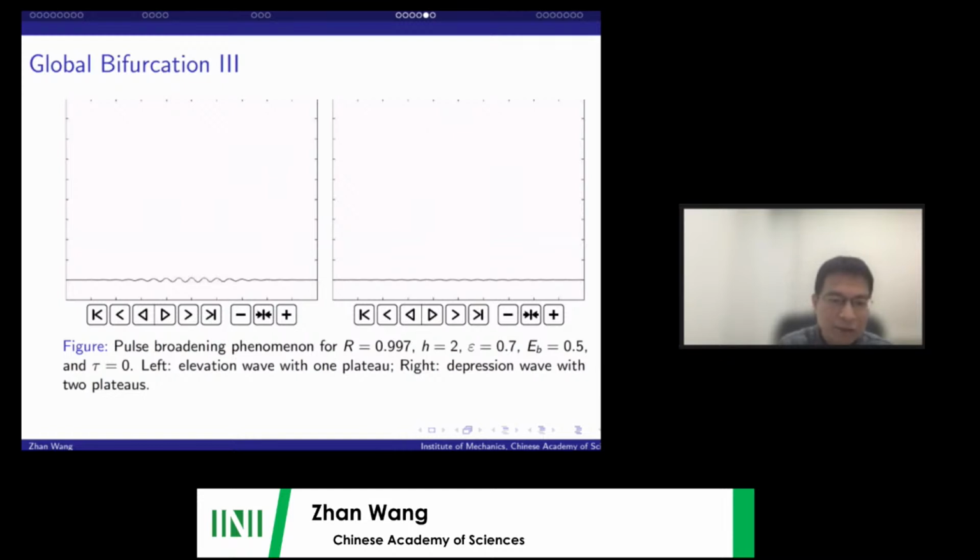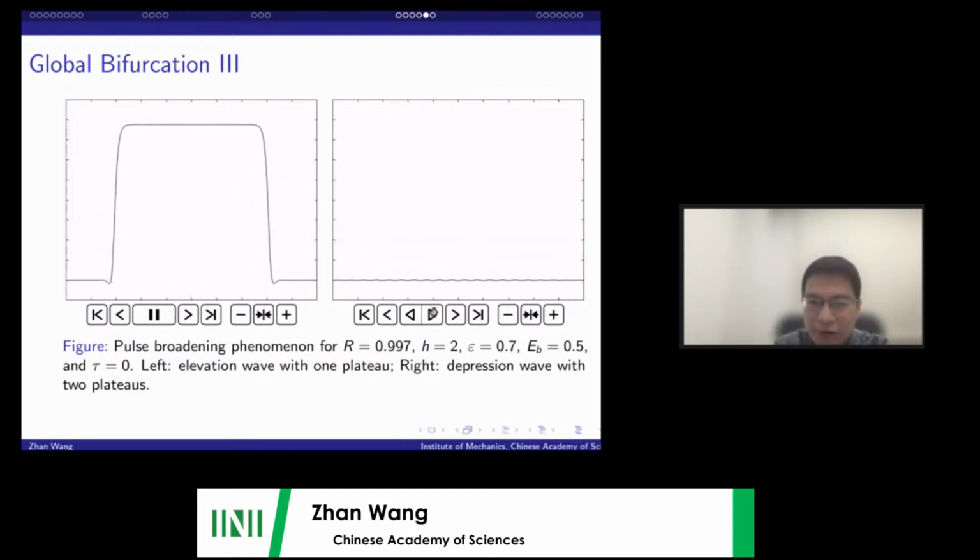We attempt to learn the modification of the electric field on the broadening phenomenon. So we found two types of solutions. Elevation waves, with a positive displacement at the center, and depression waves with a negative displacement at the center. Both branches are found, and we will see what's going on. So this is the elevation wave. For the elevation wave, the situation is very similar to the gravity wave. And so you see the plateau expanding in the middle.